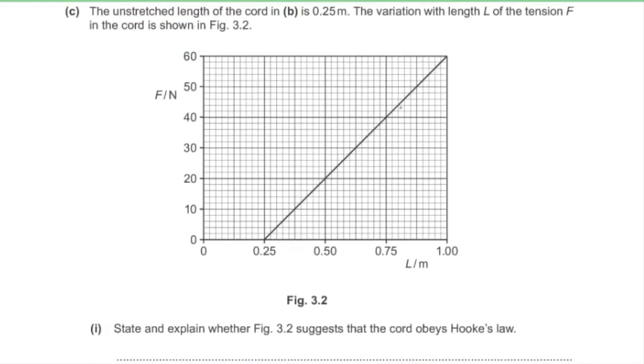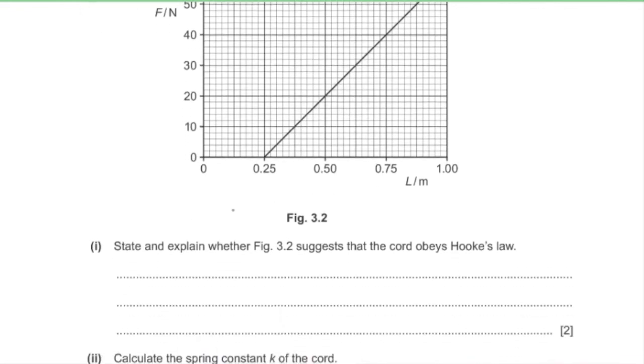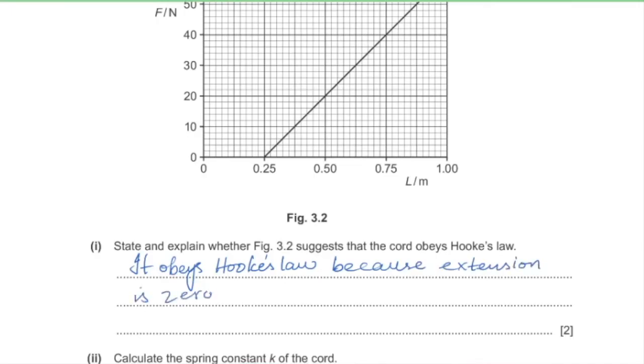So yes, it does obey Hooke's law, as the extension is 0 when the force being exerted on that spring is 0. And even if you start taking gradients of this graph, which is force divided by the extension, you will get the same value for k, suggesting that it does obey Hooke's law. So I can write that it obeys Hooke's law, and the reason for this is that the extension is 0 when F is 0.